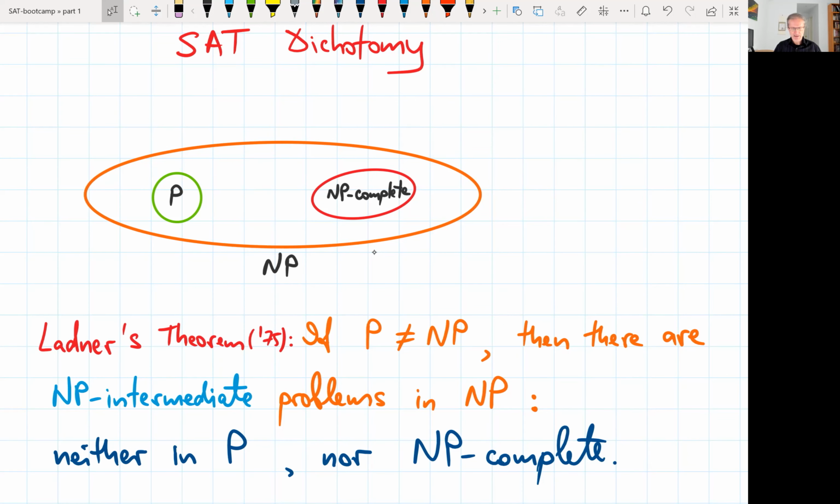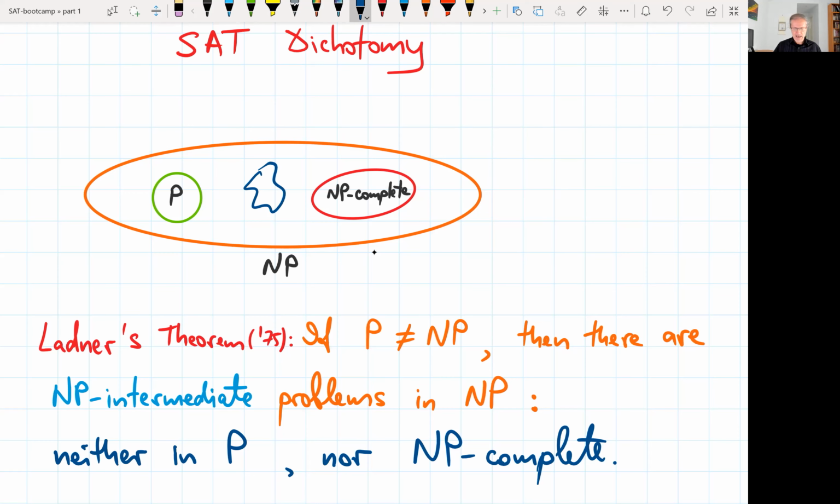Ladner showed that assuming P is different from NP, there will exist problems in the class NP of intermediate complexity, meaning that they will not be NP-complete, but they will not be polynomial time solvable either. So there will be something in the middle over here.